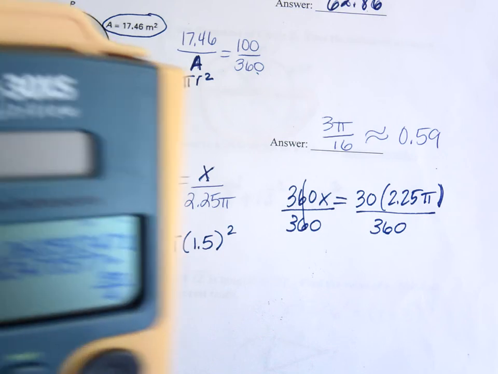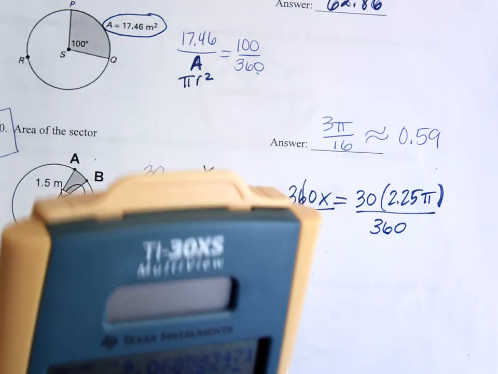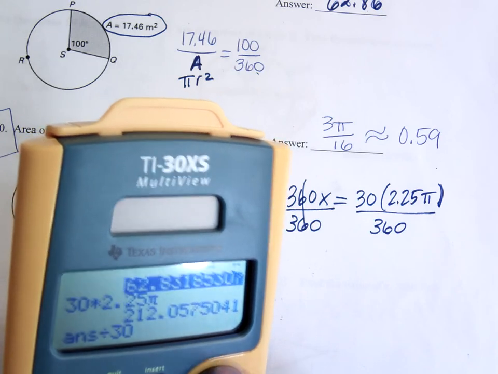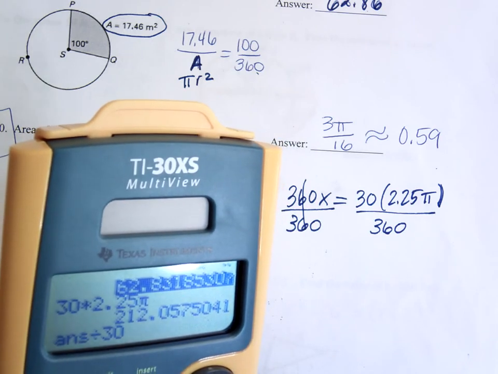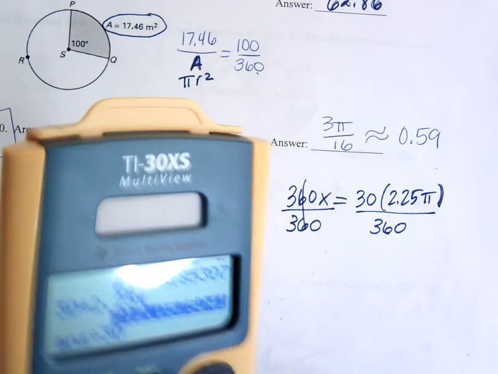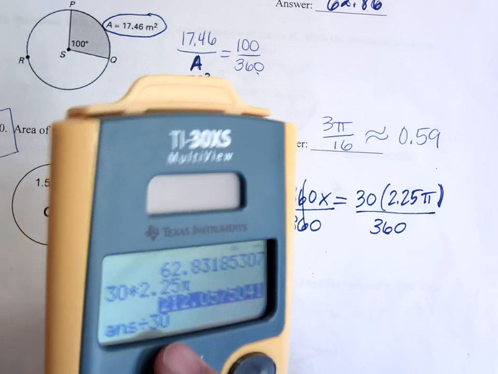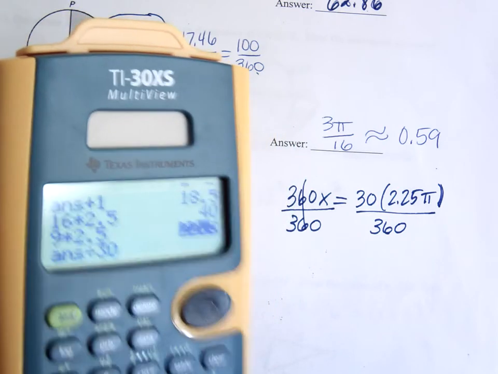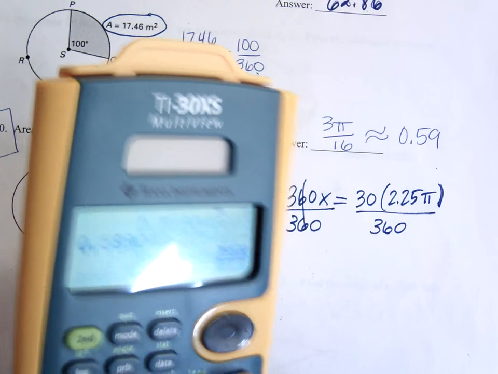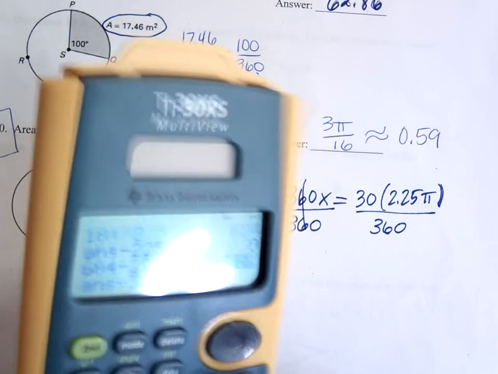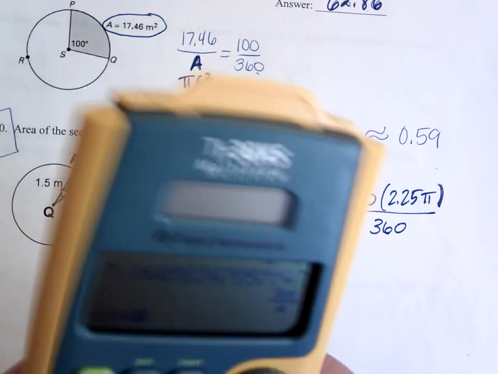Oh, I bet I know. I divided by 30 instead of dividing by 360. So let's do that again. 30, clear. I don't know why it does this sometimes. I'm confused. I'm turning it off.